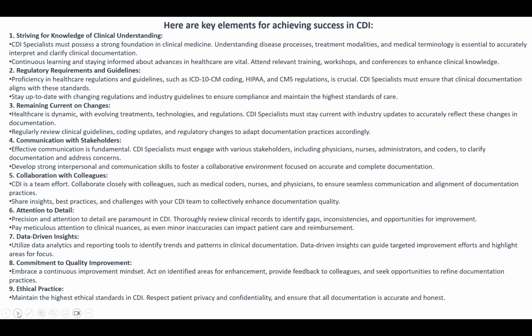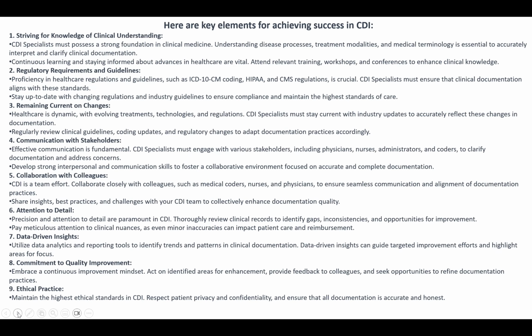Regulatory requirements and guidelines. So proficiency in healthcare regulations and guidelines, ICD-10s, procedures, DRGs, what have you. And look, if you're an outpatient CDI, you may not necessarily work with DRGs. You may work with APCs, right? But it's essential to have these regulatory requirements and guidelines, okay? And staying up to date, okay?